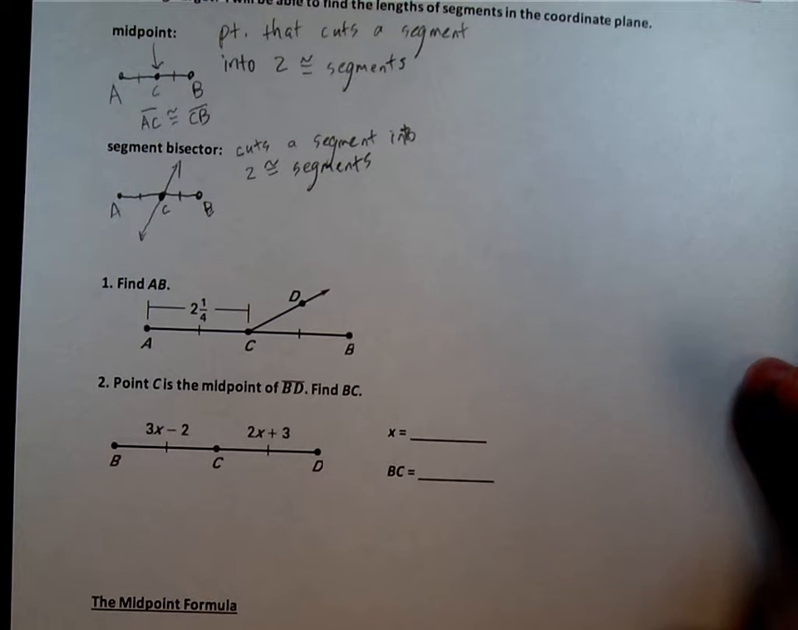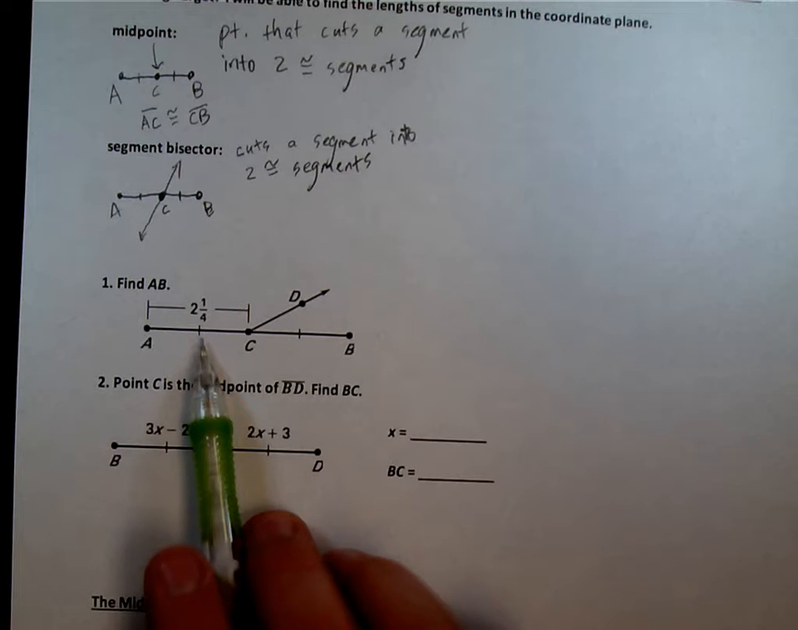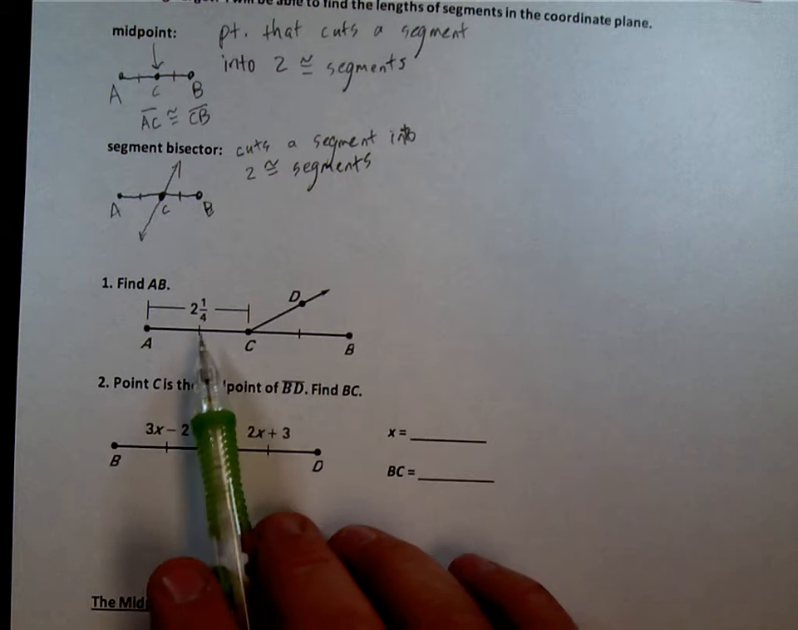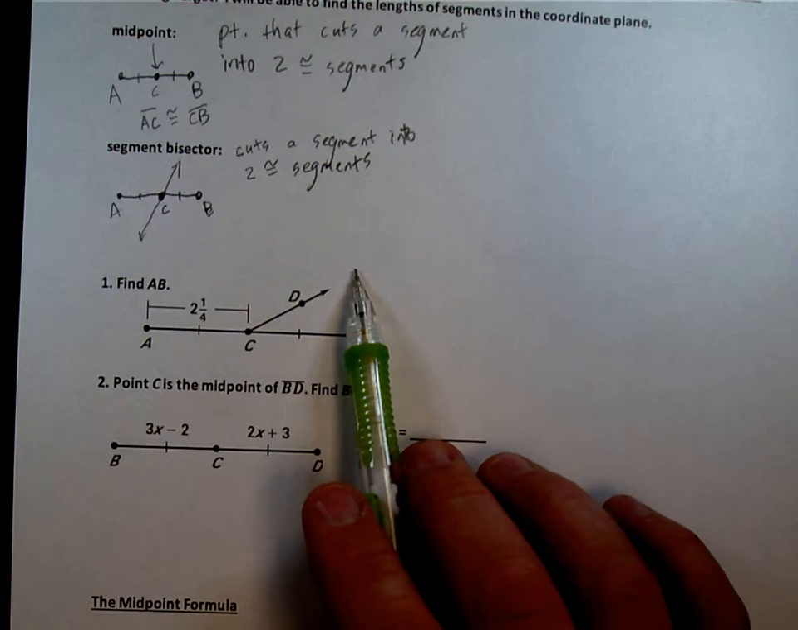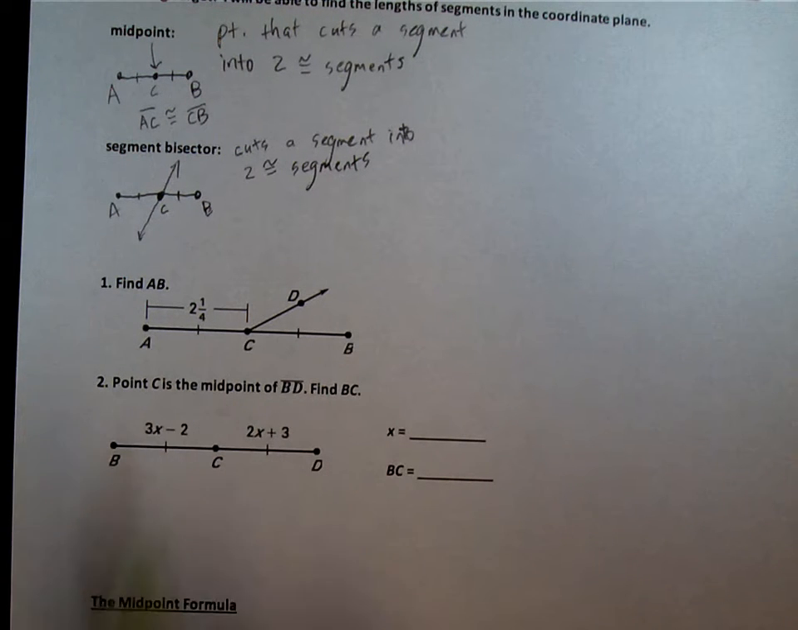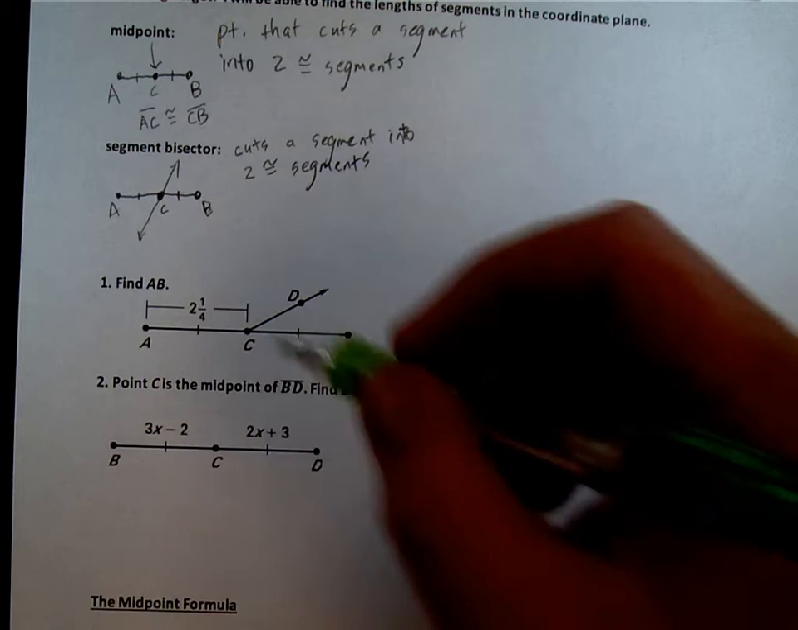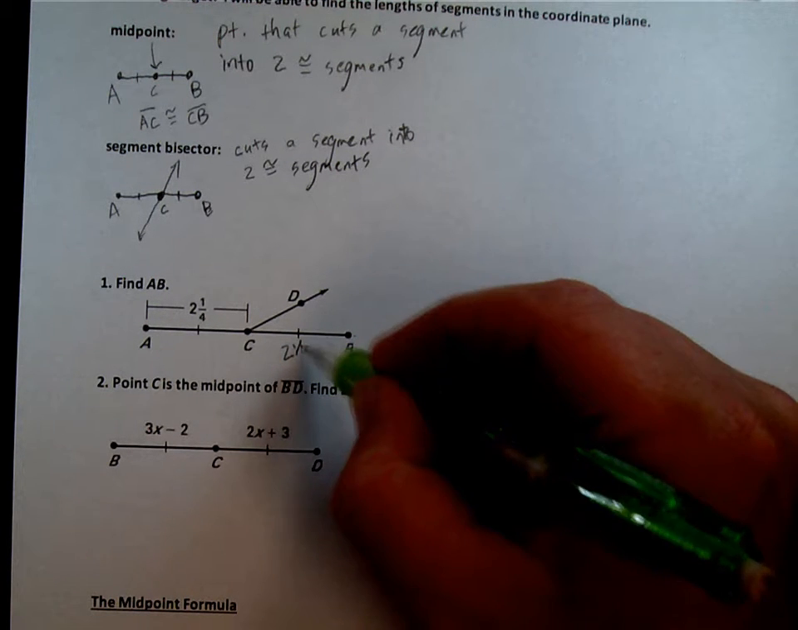Example number 1 asks us to find the length of AB. We see the little hash marks between AC and CB, so we know that C is the midpoint. So CD, this ray, was a bisector, but it cut it in half. AC and CB are congruent. We know that AC is 2 1/4 units, whatever those are. So CB, since it's congruent, must also be 2 1/4.